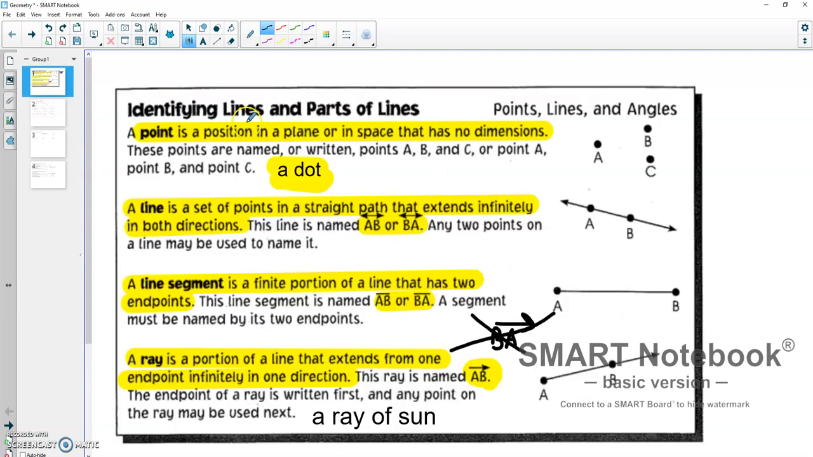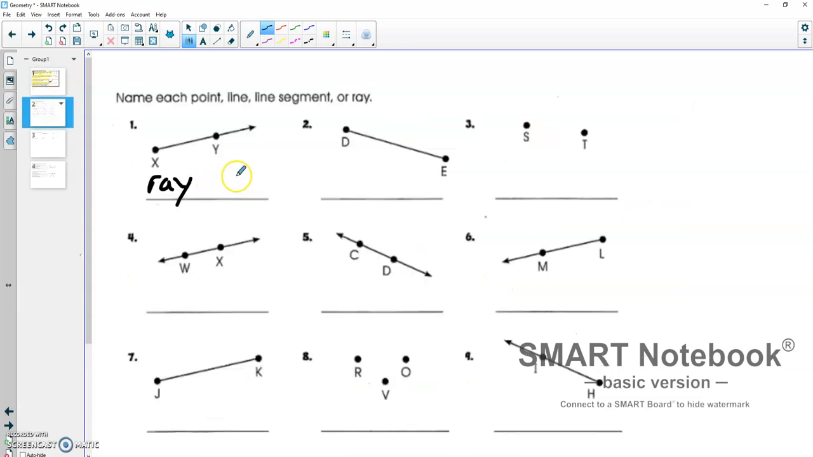And how do I write it? Like one of these. So you can write XY. Remember, it starts here, so I'm not going to have any arrows, but I have an arrow here. It's going on forever in the direction of Y. This would be our first answer. Look at this one. I see 2 dots, so I know it's not a point.